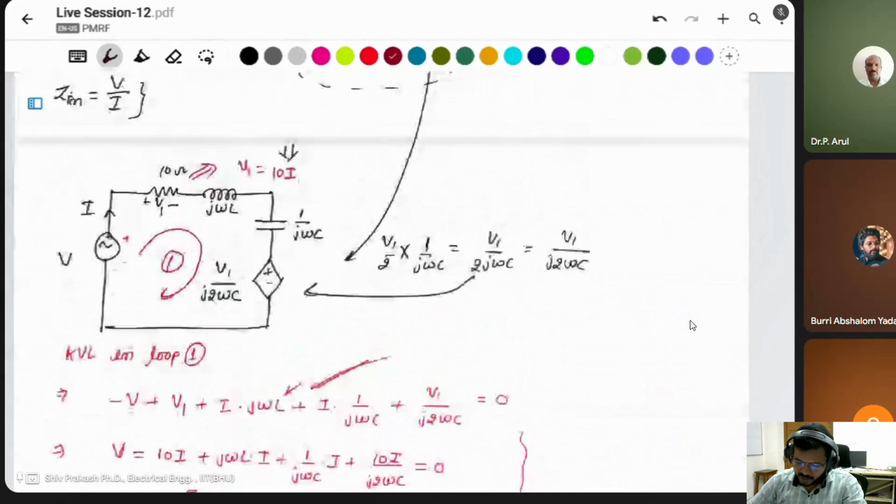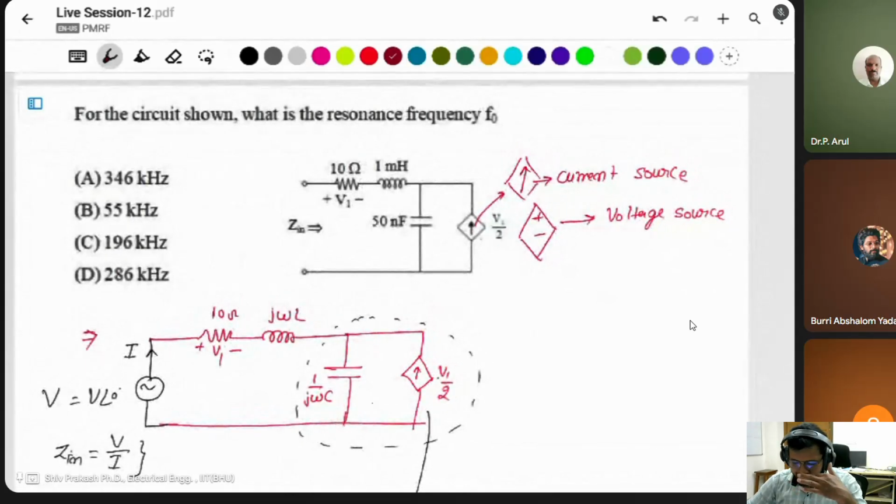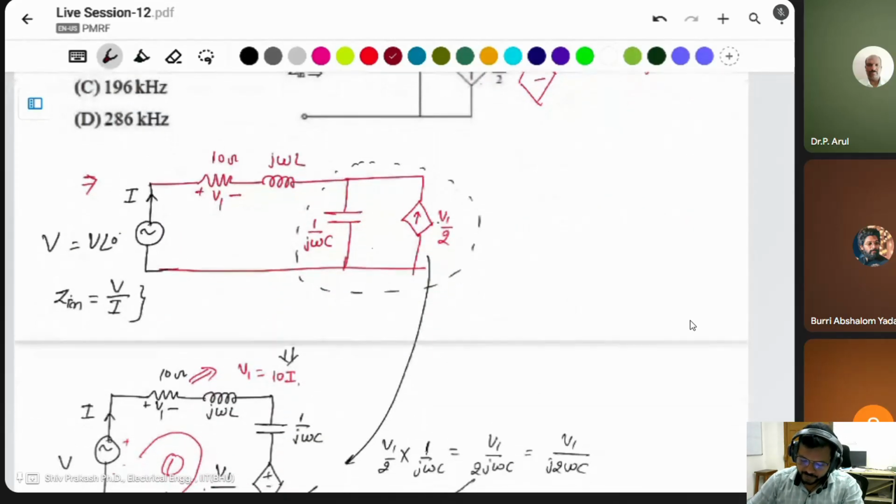Okay. Yes, sir. Simple resonance frequency. You have to find the impedance and put the imaginary part at 0. Because of the resonance condition, only the real part is there and the imaginary part is 0. Put the imaginary part 0 and then find the frequency.